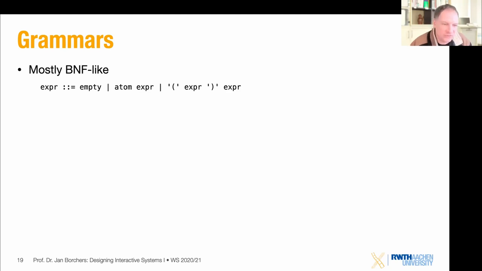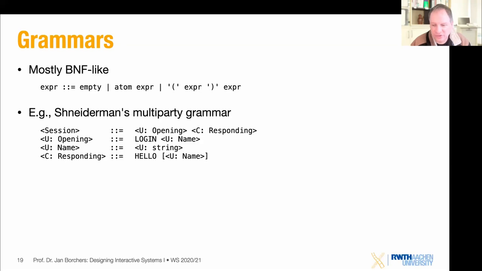Here's an extension of this that Ben Shneiderman created, one of the pioneers of graphical user interfaces. He coined the term direct manipulation for user interfaces, and also wrote a great book on HCI, a textbook in many editions. And he proposed a multi-party grammar. This is an interesting one. And again, I want you to tell me what does this do?